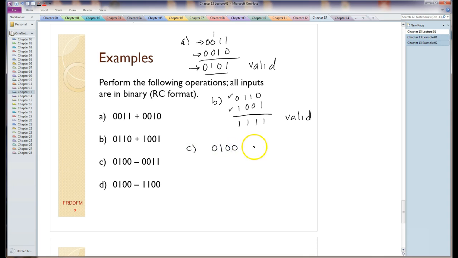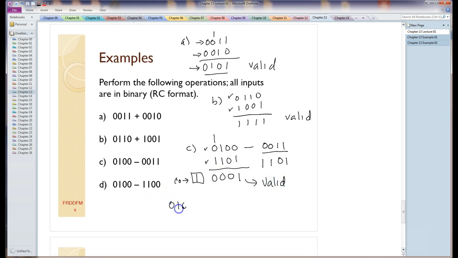0, 1, 0, 0. But I'm subtracting 0, 0, 1, 1. So I don't know how to subtract, but what I do know how to do is I'm going to take the 2's complement of this and add it. So here's the 2's complement of that number, 1, 1, 0, 1. I'm going to add it. I can see already that it's going to be valid because I'm adding a positive and negative number. No big deal to do this addition here. 0 plus 0, 0, 1 plus 1, 0, carry the 1, 1 plus 0, 0. And there's going to be a carry out. Okay, so here's a carry out. Carry out has nothing to do with this technique. There's things you can do with the carry out, but we're opting not to do anything with that carry out. So once again, I'm adding a positive and a negative number. This is always valid.